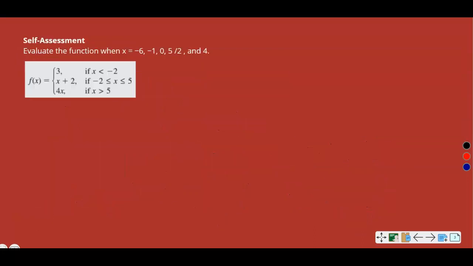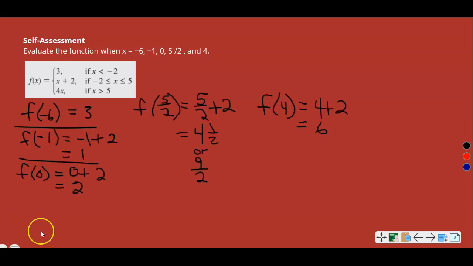All right, the next thing is a self-assessment. It says evaluate the function when x is these different values. So I want you to pause the video, take a few minutes and see if you can choose which part of the domain that these numbers go to, and then plug those into the function or the piece of the function that it applies to. When you've taken a few minutes to do that, you can start the video back and we'll check your answers.